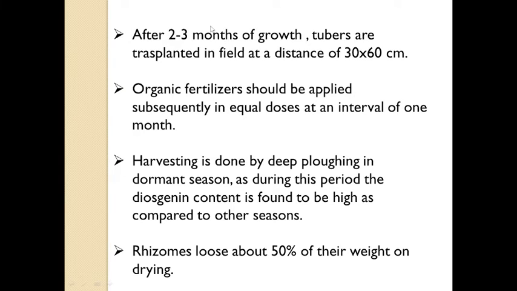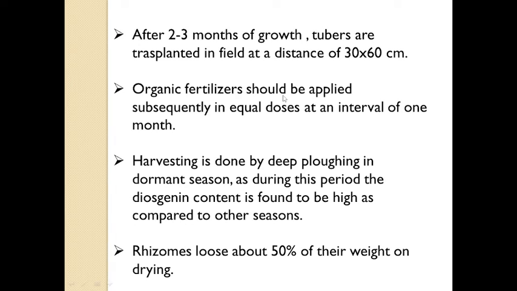So healthy tubers of 70 to 80 gram are selected. Then they are treated with fungicide to prevent the rotting of the tubers. Then they are sown in the nursery bed. When they are sown in the nursery bed, they will produce a sprout within 30 to 40 days, and after about 2 to 3 months they are transplanted in the field. When they are transplanted in the field, the distance maintained is 30 to 60 centimeters.